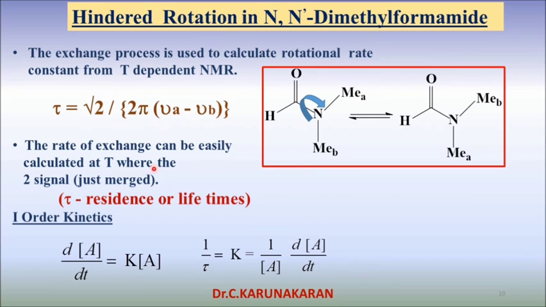Using the temperature dependent NMR, we can calculate the rotational rate constant for this hindered rotation process. We know that 1 by tau, the lifetime, is equal to the rate constant. Therefore, the rate constant for this rotational exchange process can be calculated using dynamic NMR.